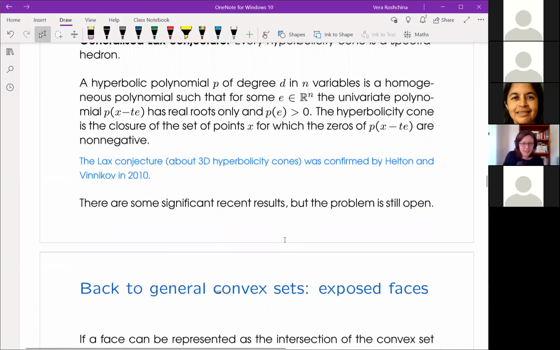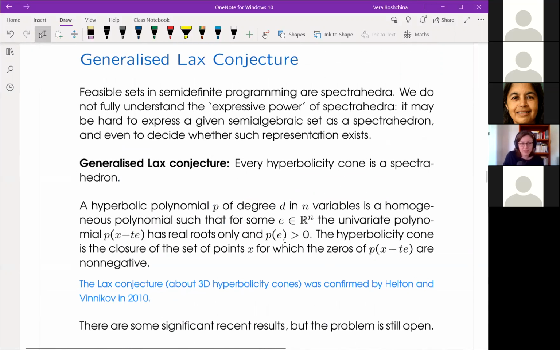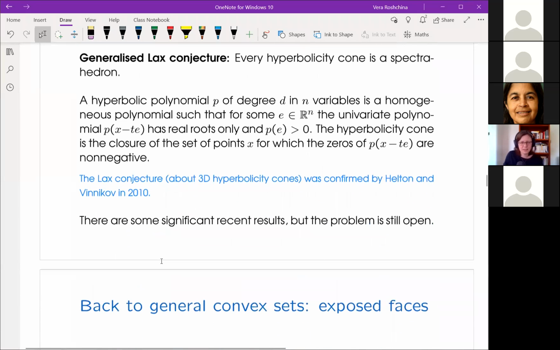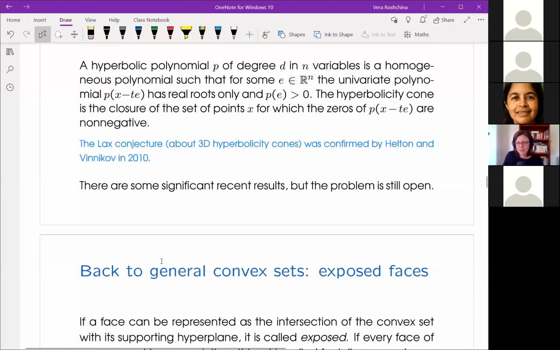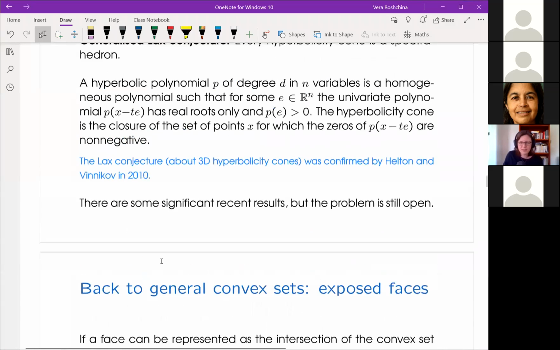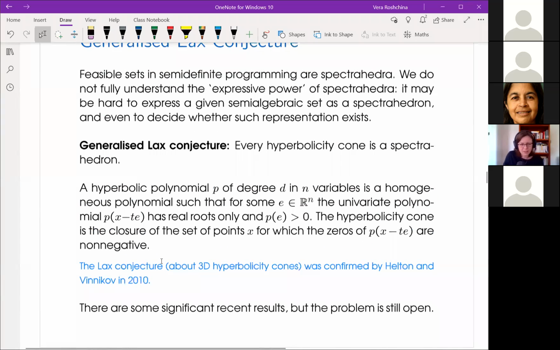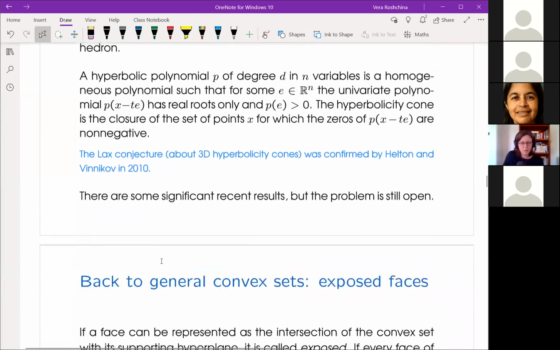Okay, so it's known that in 3 dimensions it's true, and it's true in a stronger form. So you can actually find a hyperbolic polynomial that describes this hyperbolicity cone that can be explicitly represented as some determinant of a positive semi-definite matrix. And in higher dimensions, it's a little bit more complicated. It's a geometric conjecture, but it's still an open problem.